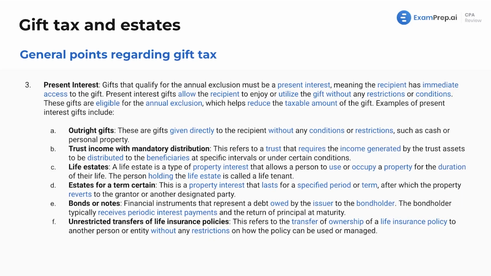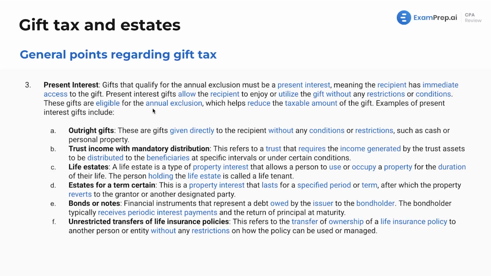Let's see, what do we mean here about present interest? Well, gifts, and this is not as important as the prior slide, but it's definitely something to know. I like to give expectations as to what is the most important to know. Gifts that qualify for the annual exclusion must be a present interest, which means that the recipient has immediate access to the gift. The present interest gifts allow the recipient to enjoy the gift. Otherwise, maybe you gave them $30,000, and how do you not enjoy $30,000? Am I right? Or utilize the gift without any restrictions or conditions.